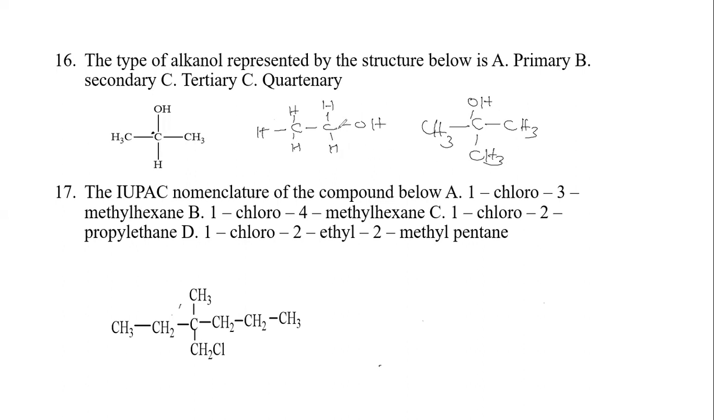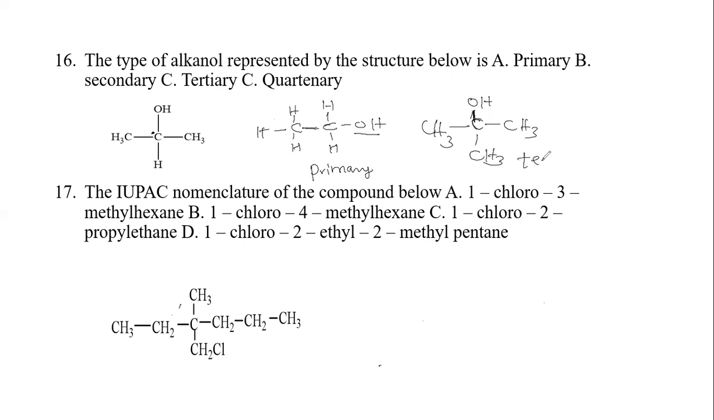Now look at this. What type of alkanol is it? This one is going to be a primary alkanol, because this is the carbon bearing the OH functional group. This carbon bearing the OH functional group is directly bonded to one other carbon, so therefore it is going to be a primary alkanol. But when you look at this carbon bearing the OH functional group, it is bonded to 1, 2, 3 carbons.